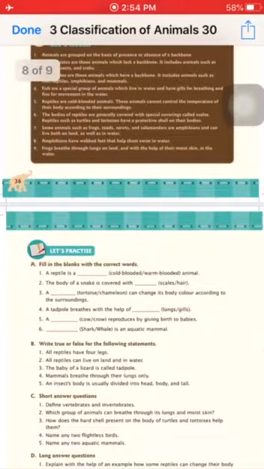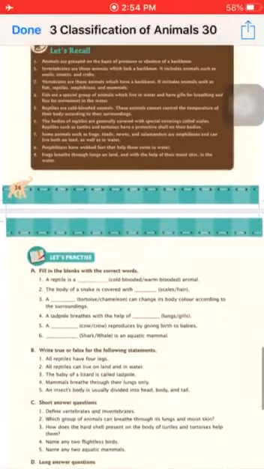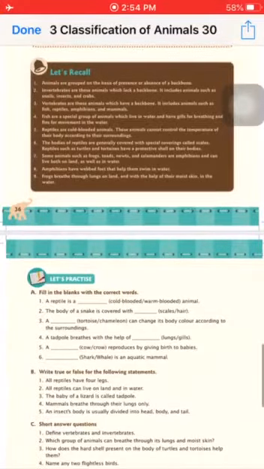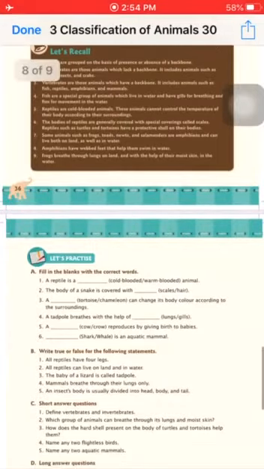After that, let's practice and we discuss the fill-ups and true-false. First: a reptile is a dash animal. So the reptile is a cold-blooded animal, and who are the warm-blooded animals? Birds. The body of a snake is covered with scales because a snake is a reptile. A dash can change its body color according to the surroundings. So, chameleons change their body color according to their surroundings.